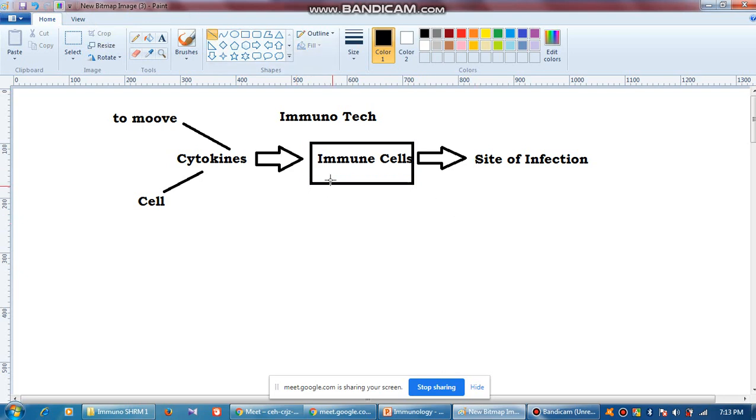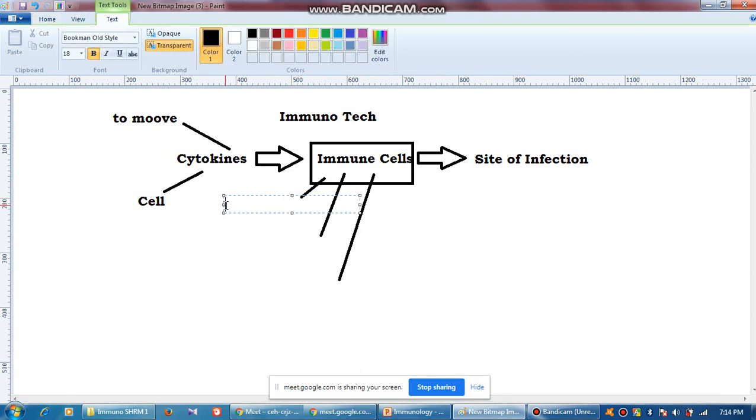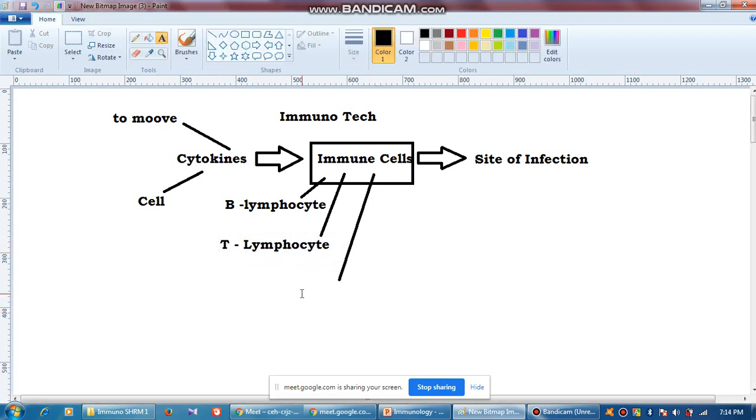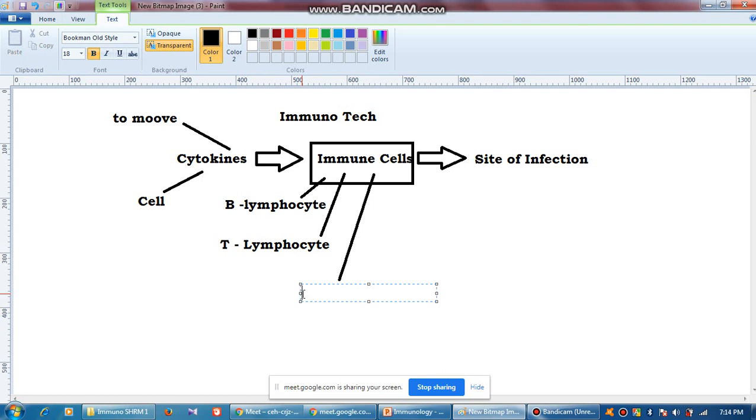We are talking about all of these: B lymphocytes, T lymphocytes, and non-specific cells, what shall we call them? B lymphocyte, then T lymphocyte. And we are also talking about granulocytes as well, all the granulocytes.